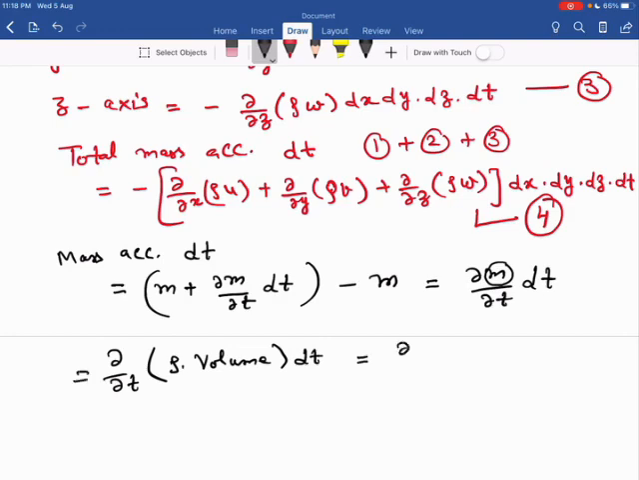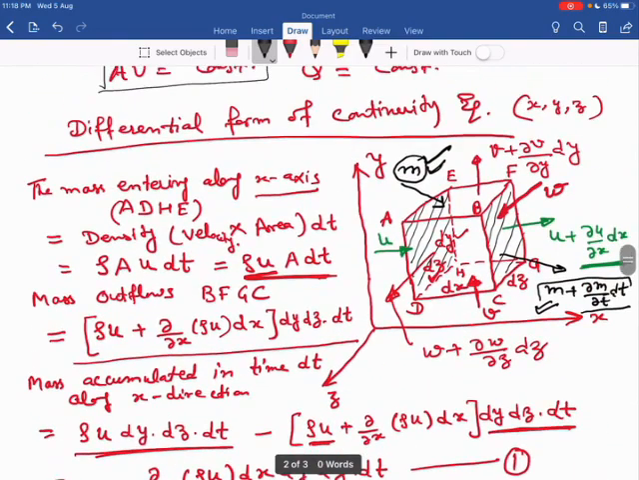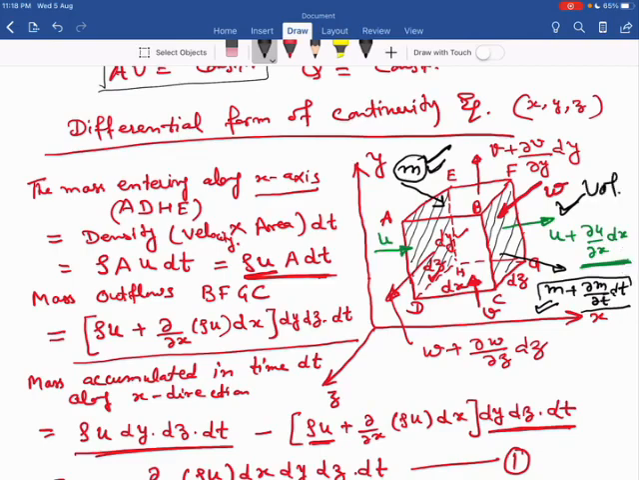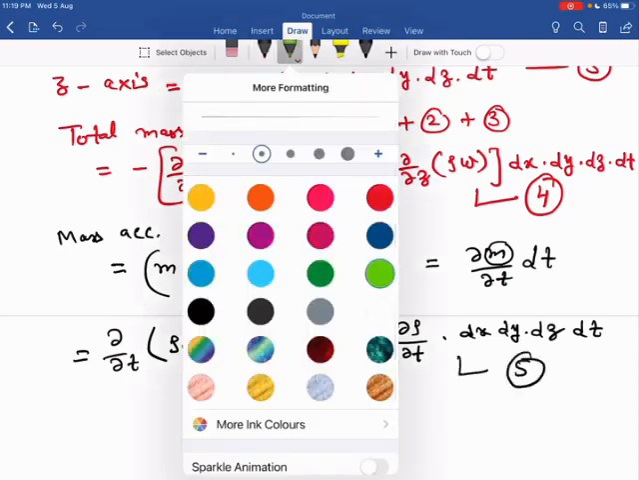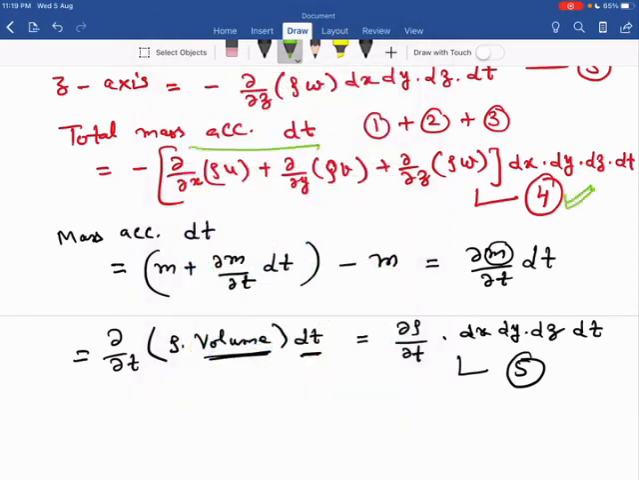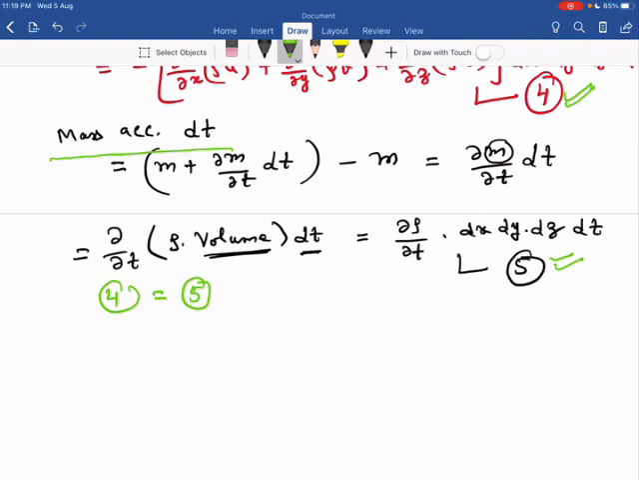Okay, so this comes out to be ∂ρ/∂t into the volume of this block, which is dx dy dz, the product of dx dy into dz, then this dt. This is your equation number 5. Now equation 4 is your mass accumulated in time dt. Equation 5 is again mass accumulated in time dt. So now I equate equation 4 with equation 5 because both are the mass accumulated in time dt.